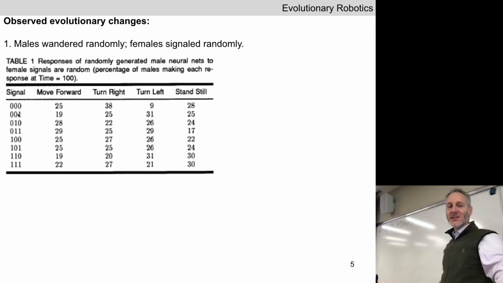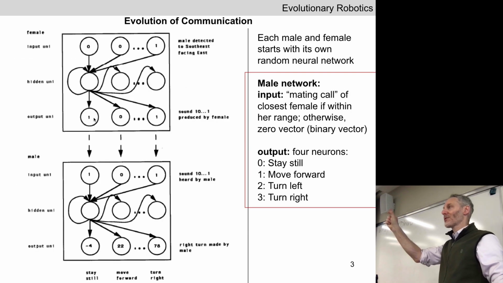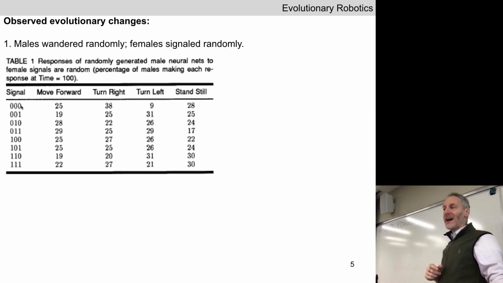In this first study, they restricted the width of the output layer for the female network to just 3 neurons, and they restricted the width of the input layer for the male network to 3 neurons. That means that any female could emit any one of 8 quote-unquote mating calls. She can sing the song 000 or sing the song 001, 010, and so on.